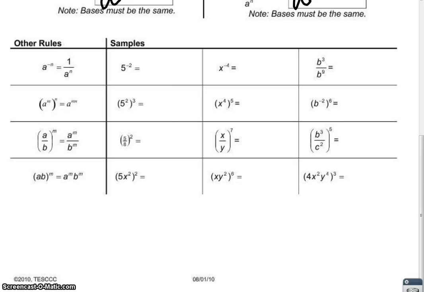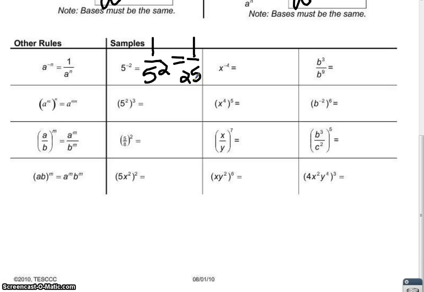So look at my samples. I got 5 to the negative 2. So again, I can't have answers with negative exponents, but I could rewrite it as 1 divided by 5 squared. Now what's 5 squared? Should have said 25. So my answer here is 1/25. Again, I cannot have negative exponents. So let's look at the next one.